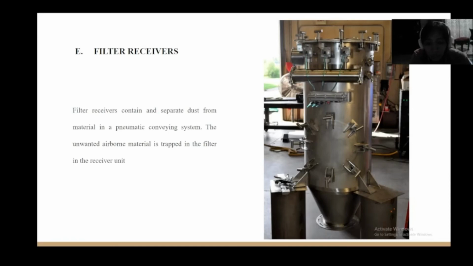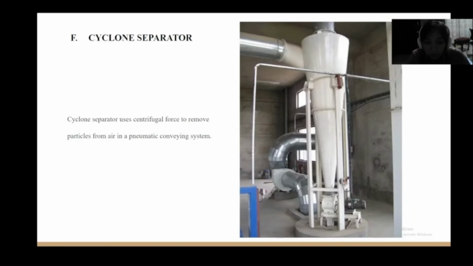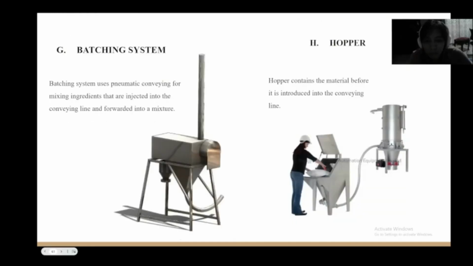Filter receivers contain and separate dust from material in a pneumatic conveying system. The unwanted airborne material is trapped in the filter in the receiver unit. Cyclone separator uses centrifugal force to remove particles from air in a pneumatic conveying system. Air enters the cyclone whose rapid rotation separates the particles, which are blown against the wall and fall to the bottom of the container.